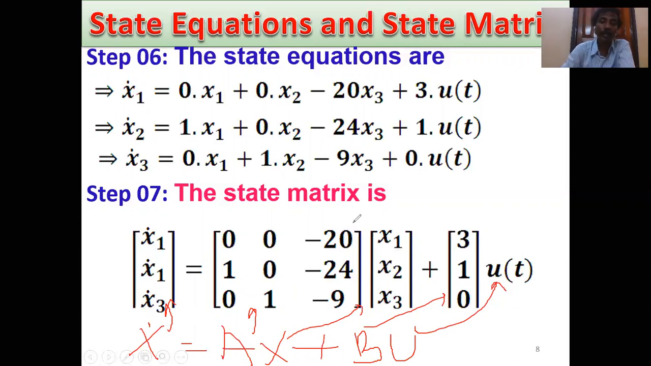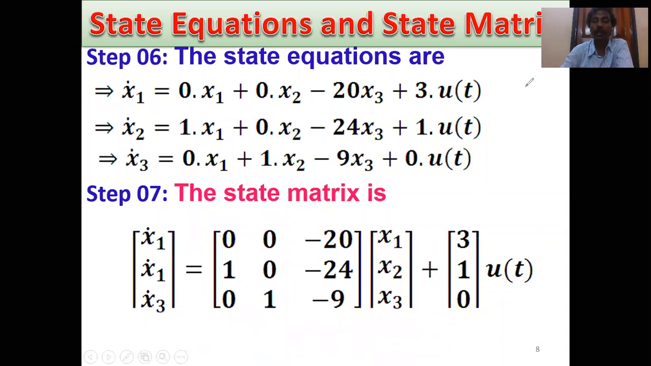For what condition is this system stable? When the rank of this system equals n, an n cross n matrix, that means a 3 cross 3 matrix. If the rank equals 3, then the system is controllable, otherwise it is an uncontrollable system.